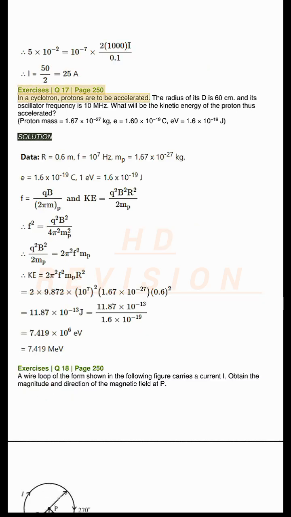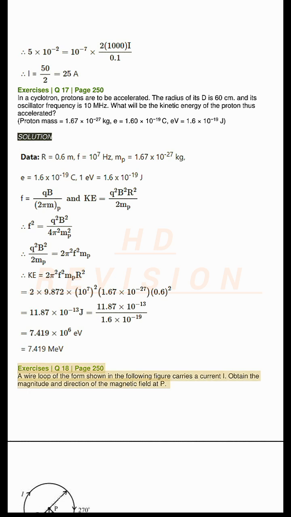Exercises Q17, page 250. In a cyclotron, protons are to be accelerated. The radius of its D is 60 centimeters, and its oscillator frequency is 10 MHz. What will be the kinetic energy of the proton thus accelerated? Proton mass equals 1.67 times 10⁻²⁷ kg, e equals 1.60 times 10⁻¹⁹ C, eV equals 1.6 times 10⁻¹⁹ J. Solution. Exercises Q18, page 250.